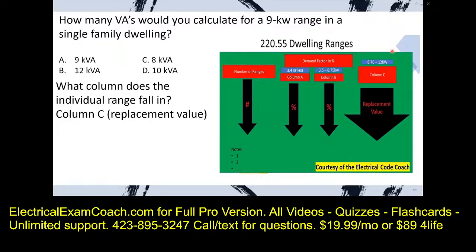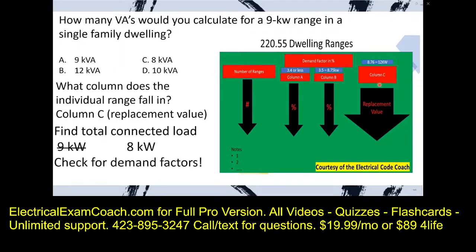Now let's find our total connected load. On the left-hand side, we're going to find our number of ranges. In this case, it's 1. Then we're going to cross all the way back over to column C and find that our replacement value is 8 kW. Then, just to stay in practice, I want you to always be familiar with checking for demand factors.